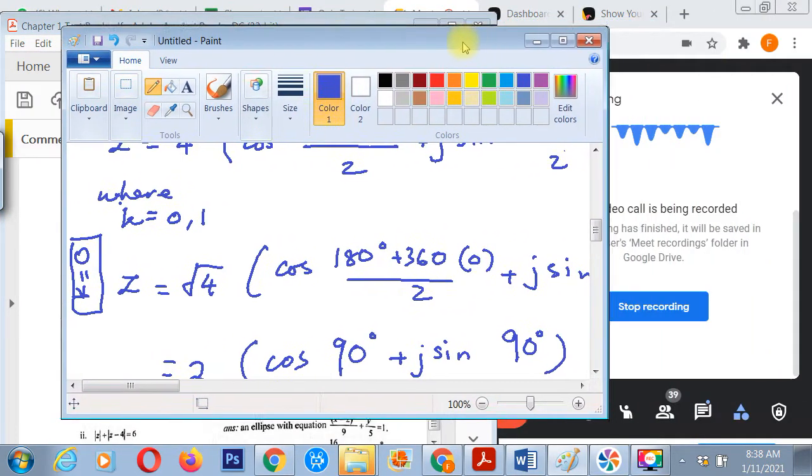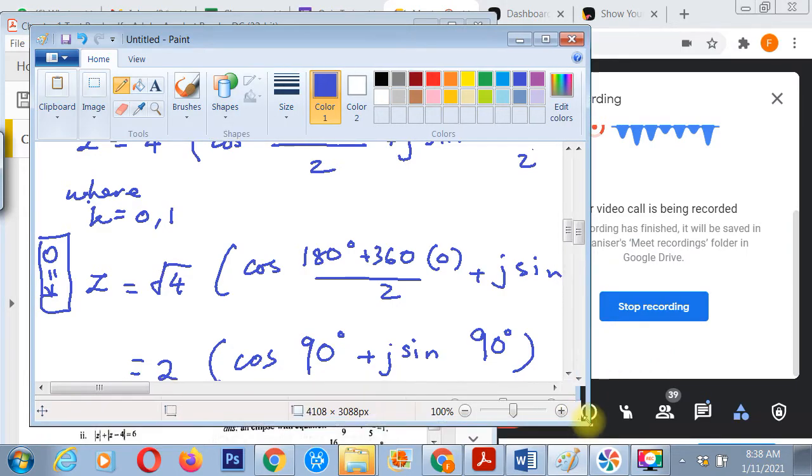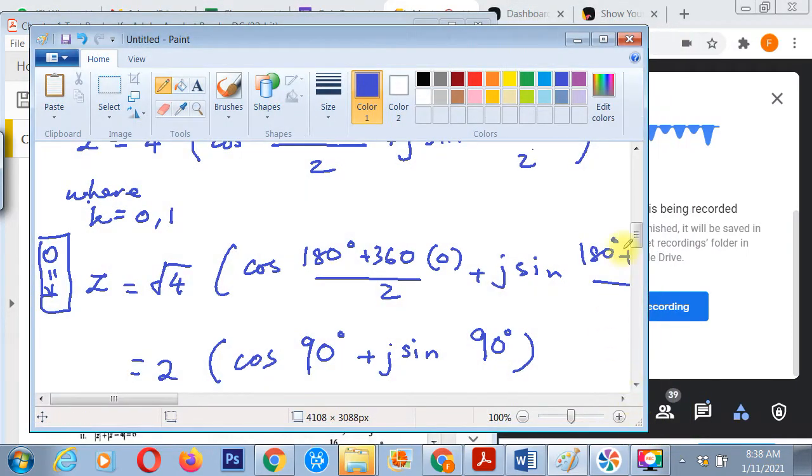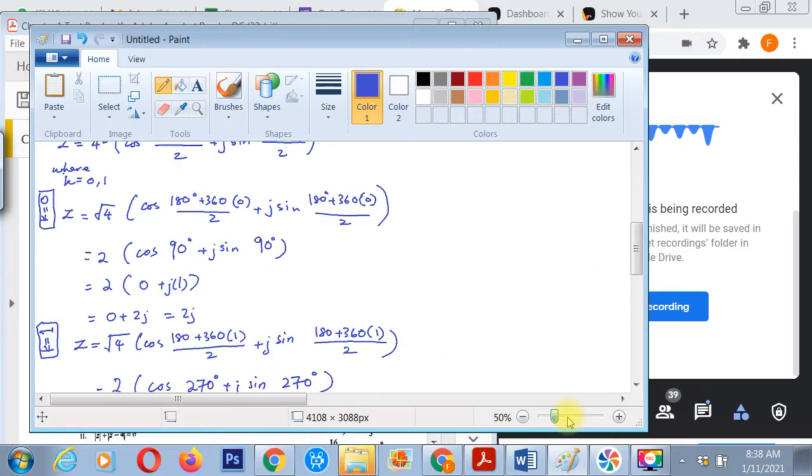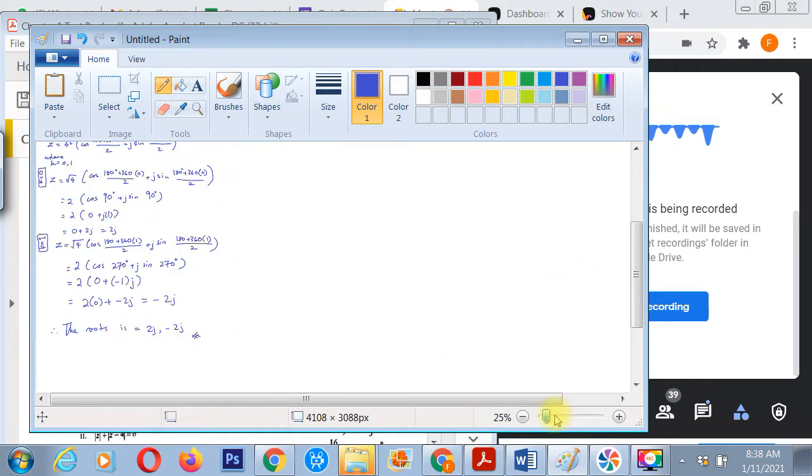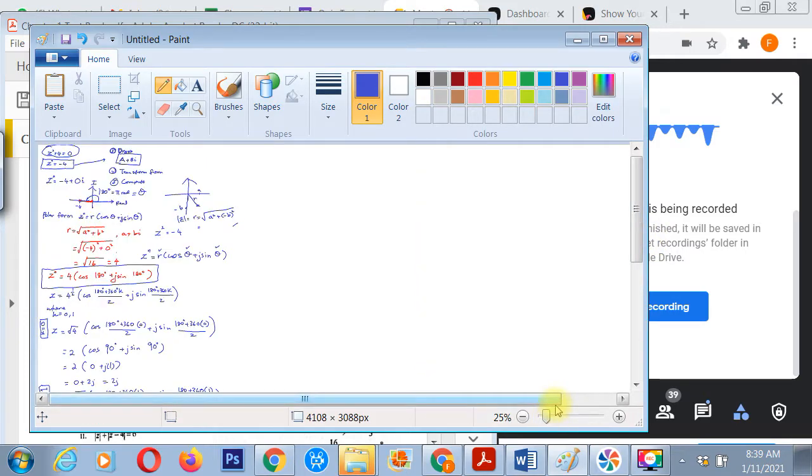Yes, I want to ask. Yes, when we want to draw the diagram, the question makes z square equals to negative 4. Negative 4. If we just put z only, can we?